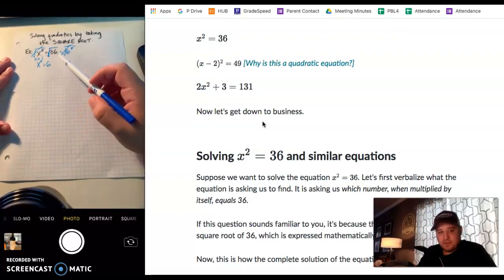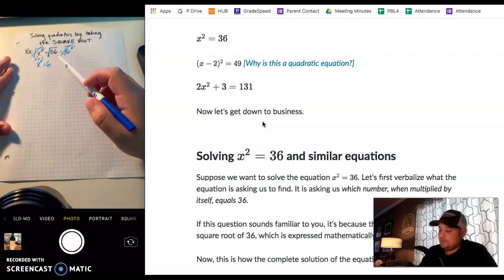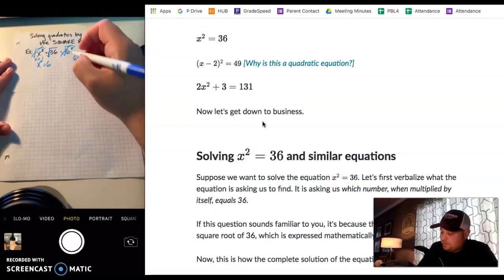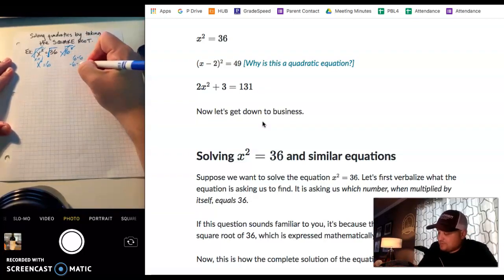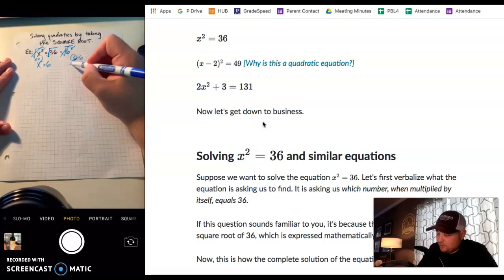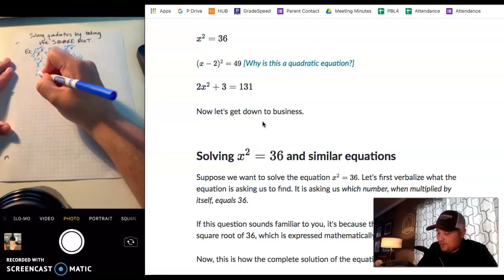Now, when we do this, we're actually missing an answer here, because there is another number that if I multiply it by itself, it gives me 36. And some of you guys are probably already thinking it, right? So 6 times 6 gives you 36, right? But it's also true that negative 6 times negative 6 gives you 36, right? So the square root of 36 actually has two answers. It can either be 6 or it can be negative 6. So we're going to have two answers here.